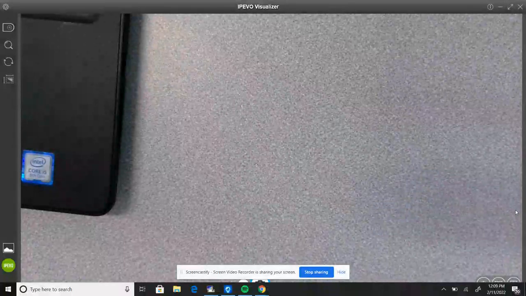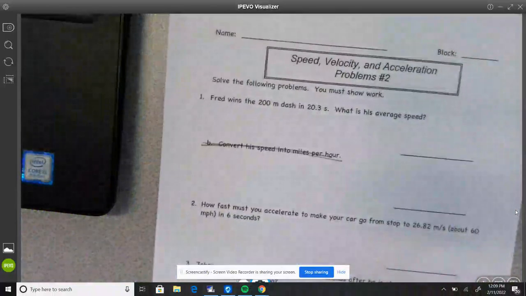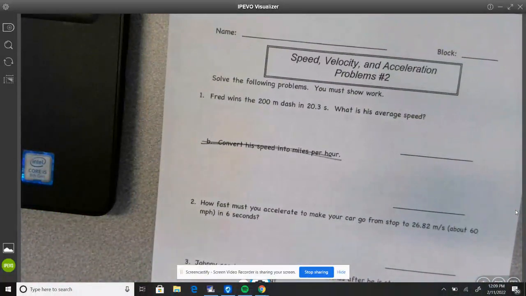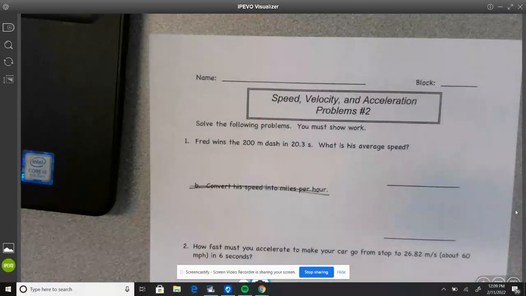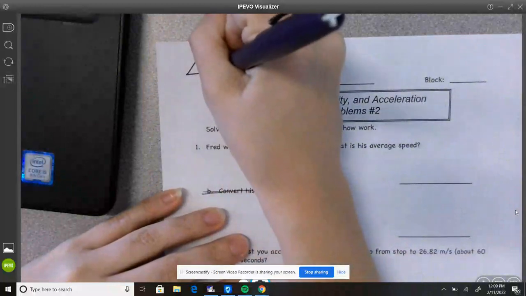All right, so this is our lecture for February 11th. We're going to be looking at our worksheet from last class. There were a couple questions with our problems. So I want to remind you of our three different equations.